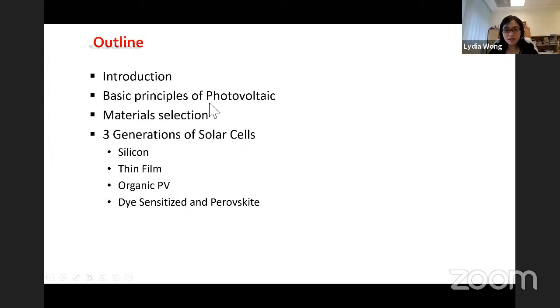I will explain the basic principle of photovoltaic materials, and then the material selection principle of photovoltaic materials. And then in the second part, after we take a short break, we can discuss a little bit more on the different types of solar cells, the 3 generations of solar cells, including silicon, thin film, organic PV, dye sensitized, and also perovskite.